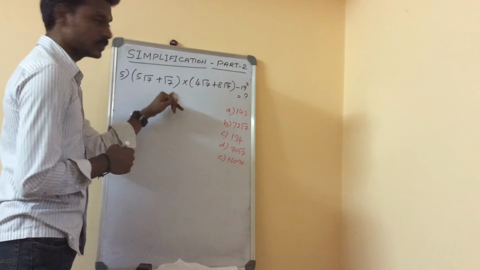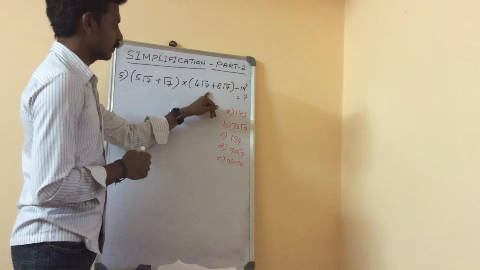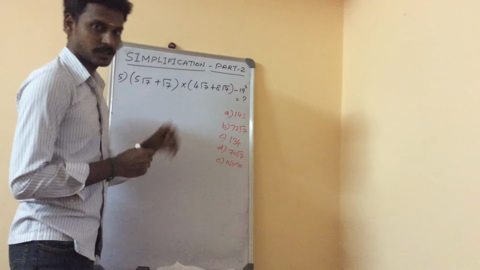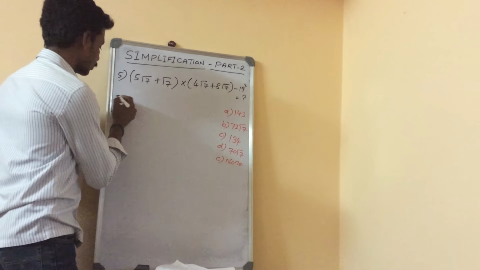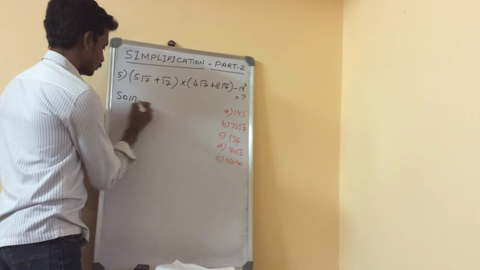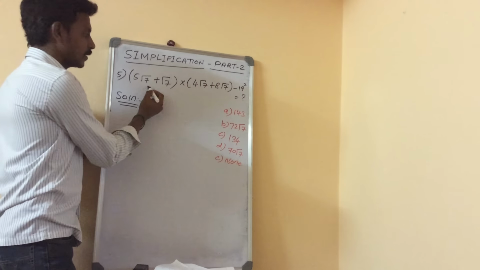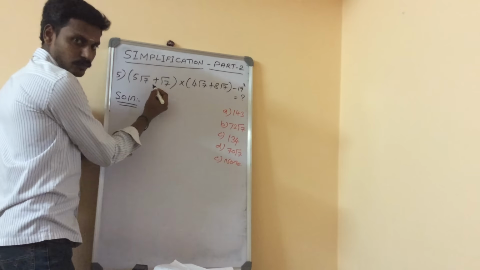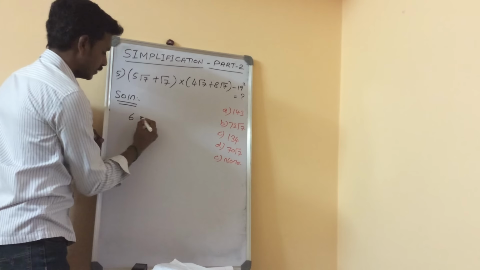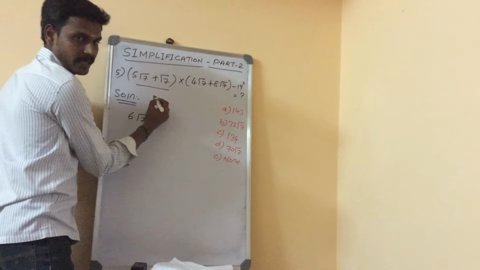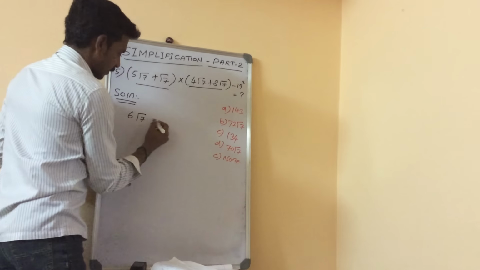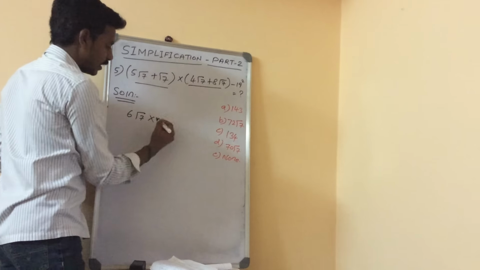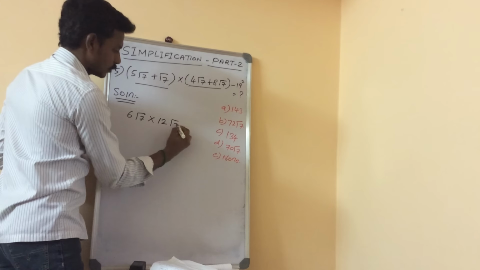5 root 7 plus root 7 into 4 root 7 plus 8 root 7 minus 19 square equals question mark. Let's move to the solution. 5 root 7 plus root 7, so you can add the value: 5 root 7 plus 1 root 7, the value will be 6 root 7. The next step, 4 root 7 plus 8 root 7, so the value will be 12 root 7.